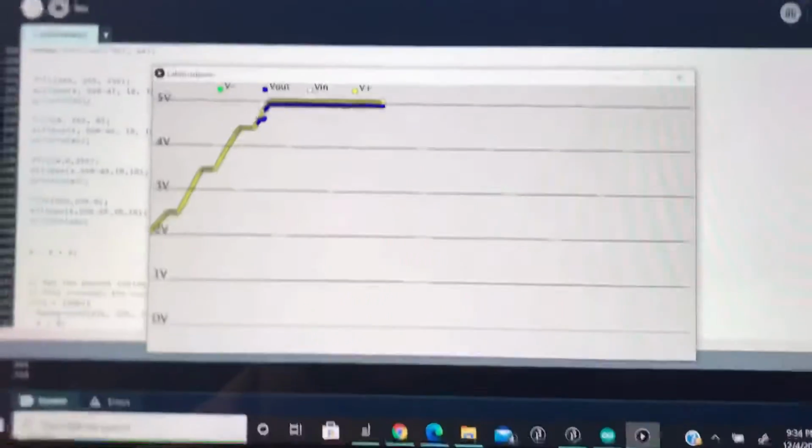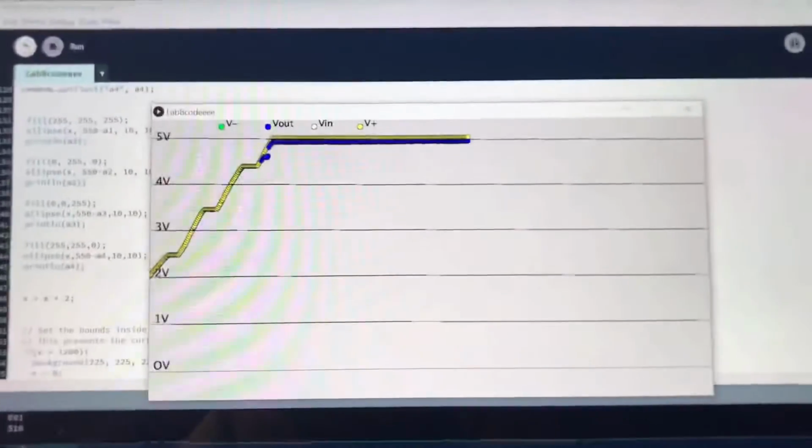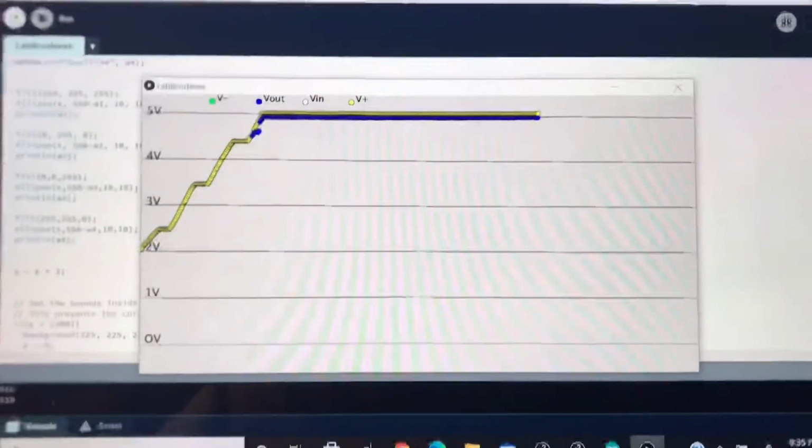So one of the reasons that there might be that gap towards the beginning is we're not going through a full range of -5 to 5 volts, and rather just 0 to 5.